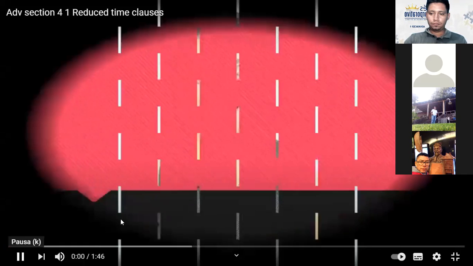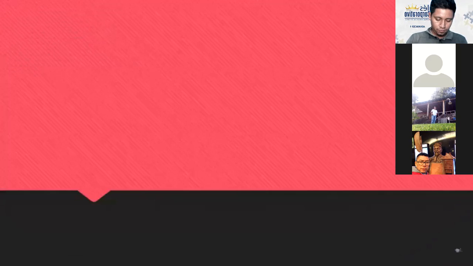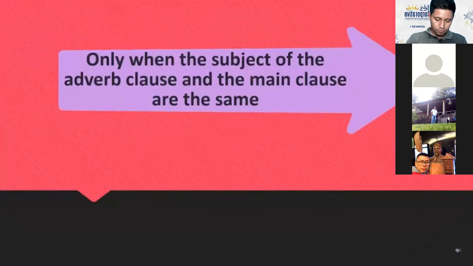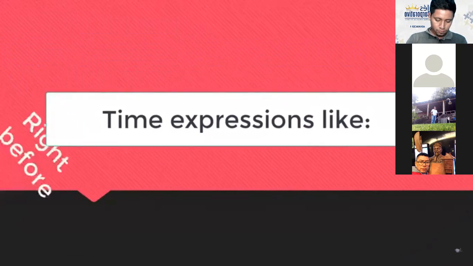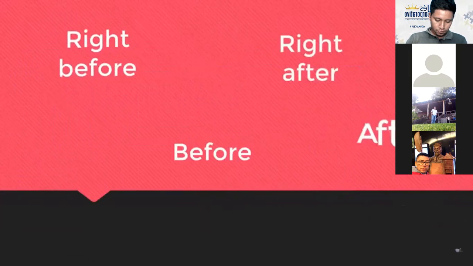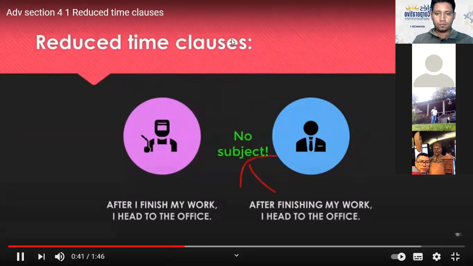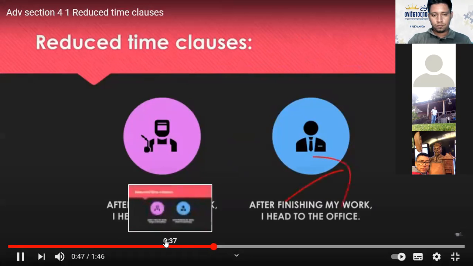Hi. Are you ready to learn about reduced time clauses? Stay and learn what they are about. We will learn today about how some adverb clauses of time can be changed to modify phrases, but only when the subject of the adverb clause and the main clause are the same. If you use time expressions like right before, before, right after, after, and while, the time clauses can be reduced. Let's study the following sentences. After I finish my work, I head to the office. After finishing my work, I head to the office. Notice how in the second sentence we omit the subject and change the verb finish to the present participle, finishing. Remember, the present participle always ends in ing.